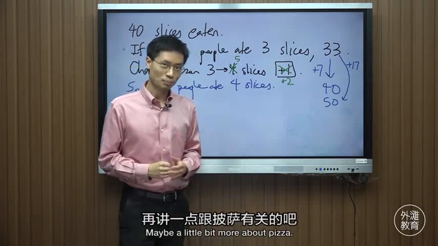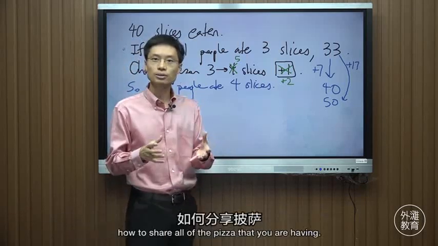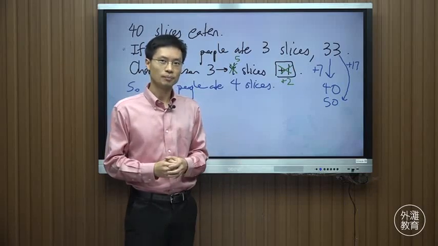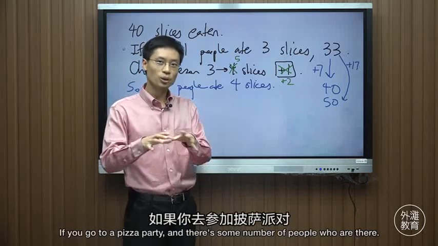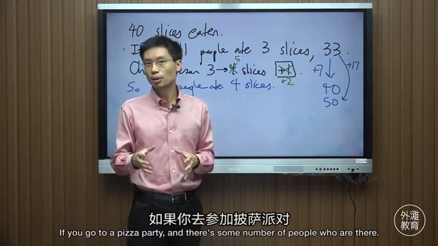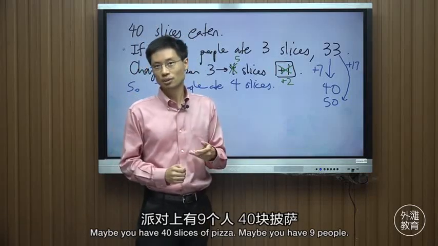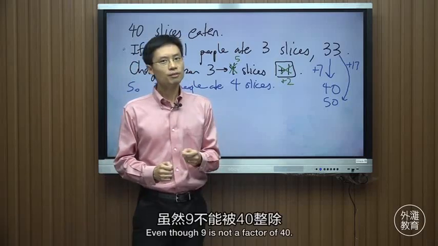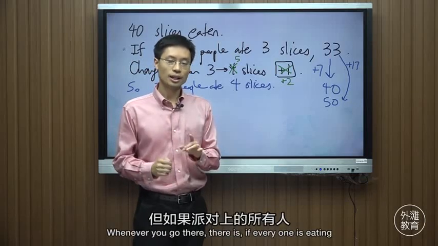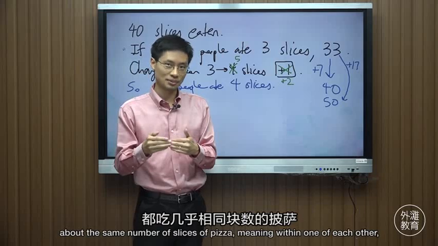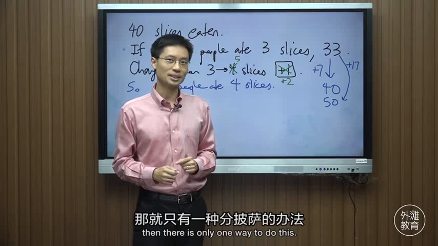Maybe a little bit more about pizza. Whenever you go to a pizza party, oftentimes you think about how to share all of the pizza that you're having. An interesting puzzle that I'll leave for you is something that you may have noticed. If you go to a pizza party, and there's some number of people there. Maybe you have 40 slices of pizza. Maybe you have 9 people. Even though 9 is not a factor of 40, whenever you go there, if everyone is eating about the same number of slices of pizza, meaning within one of each other, then there's only one way to do this.